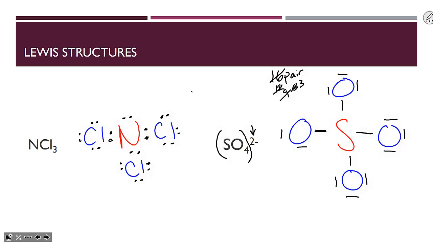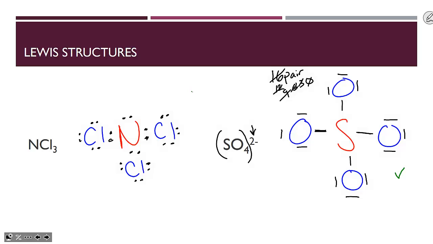2, 4, 6, 8. We're all out. If we had any left, they go on the central atom, but we don't. So for sulfate, here is our Lewis structure. Sulfur and all of its oxygens have their octet. This is a valid Lewis structure for sulfate.